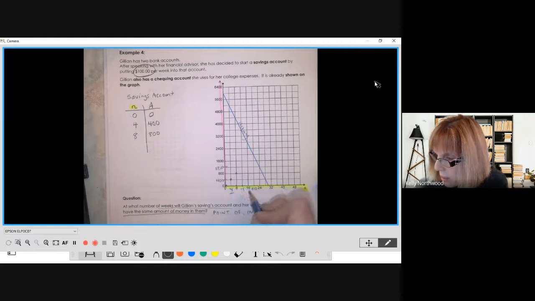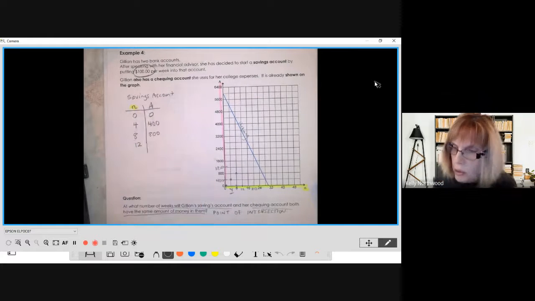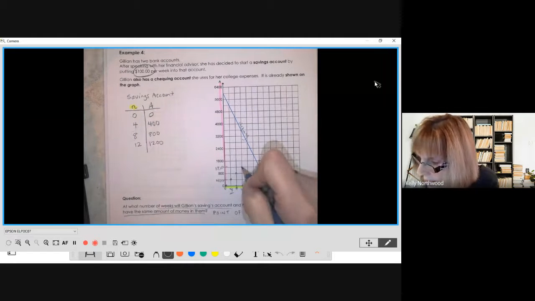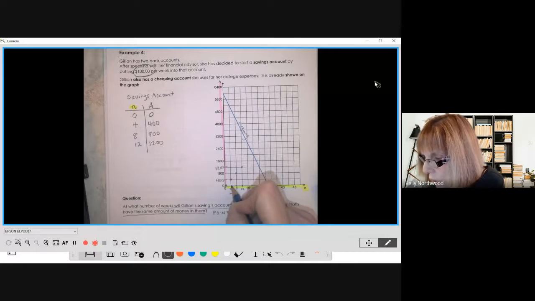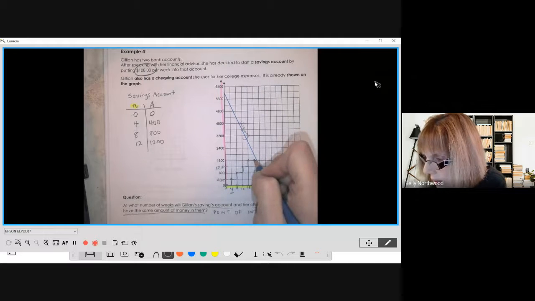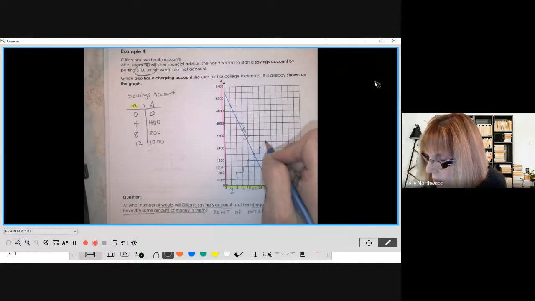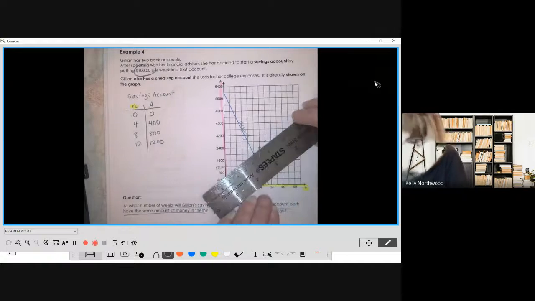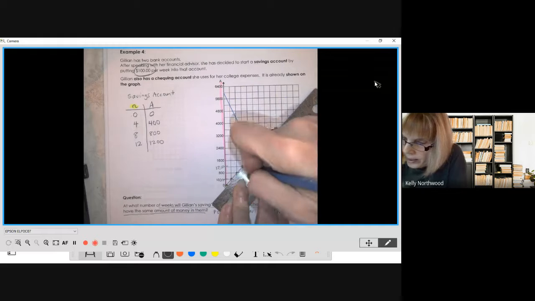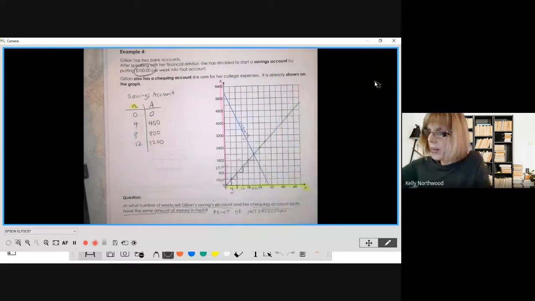And then if I'm looking at my bottom scale here, after 12 weeks, I'm going to have $1,200 in my account. And we're already seeing this staircase pattern happening: over 1, up 1, over 1, up 1, over 1, up 1. So we know that that trend's going to continue because we have a linear relationship. And you can see we've already found that point of intersection. So now we can draw the line in that represents her savings account.